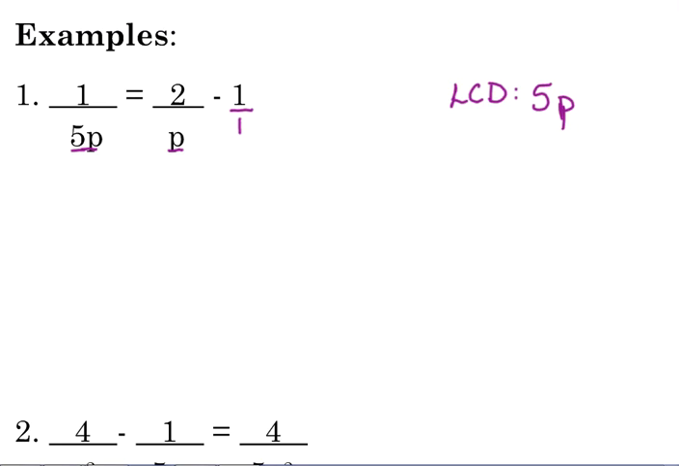Now, here's another reason why I think this is the easier method to use, because you can know whether you actually got the LCD or not. We are trying to eliminate the denominators. So once we identify the LCD, we're going to go through and multiply each term in our equation by the LCD. If it was indeed the LCD, we are going to be able to eliminate or cancel any denominators that we had in the problem.